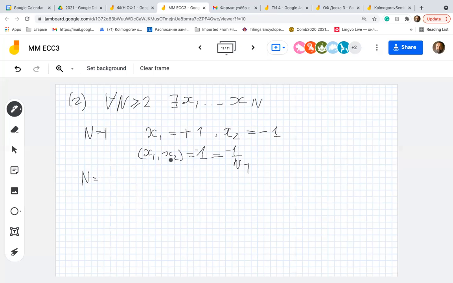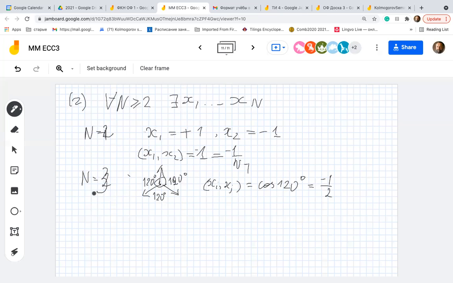For n equal to 2, these are one-dimensional vectors. For n equal to 3, we take 3 unit vectors which form angles of 120 degrees. And in that case, the inner product is a cosine of 120 degrees, which is exactly minus 1/2 as required. Sorry, the first case is for n equal to 2, and this one is for n equal to 3.